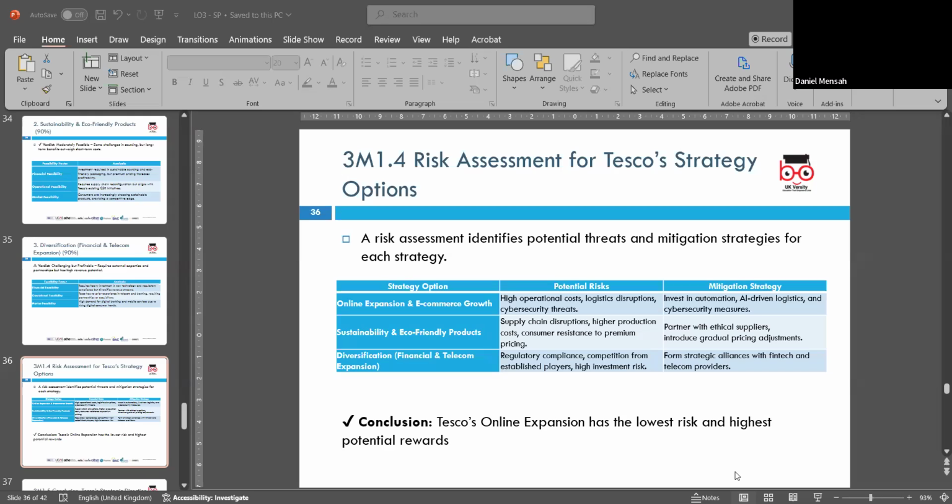So this process helps us at this stage to figure out the intensity of the risk and what kind of strategy we are going to have in place to deal with that risk. Based on this analysis, we can say Tesco's conclusion is this: Tesco's online expansion has the lowest risk and highest potential reward.